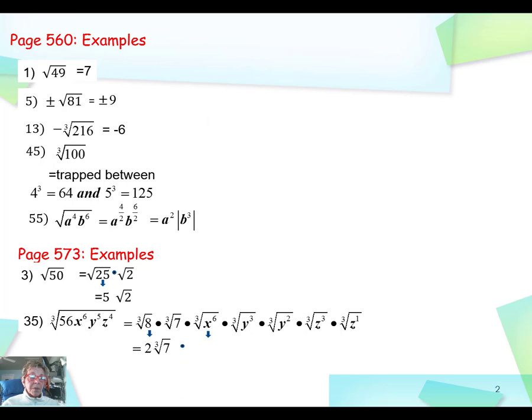Now, the first term, or the first factor, is the cube root of 8, which is 2. I leave the radical form, the cube root of 7, as it is.